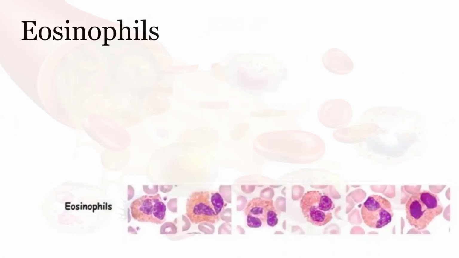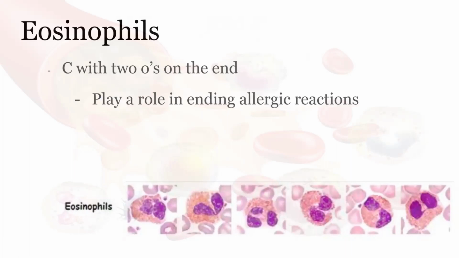Eosinophils. This is how it looks. Just think of a C with 2 O's on the end. It plays a role in ending allergic reactions, and it makes up 2 to 4% of white blood cells.